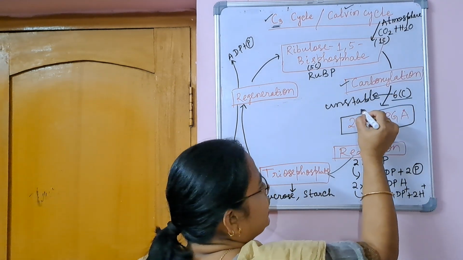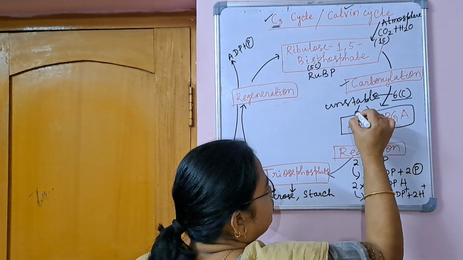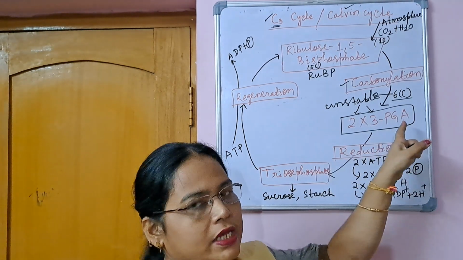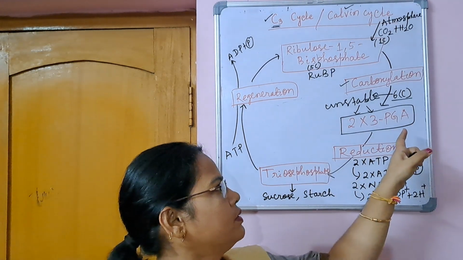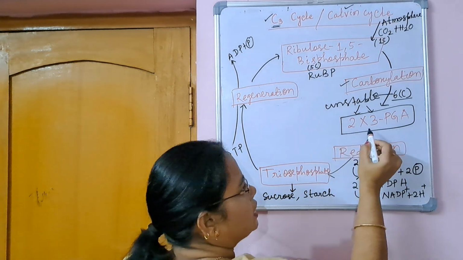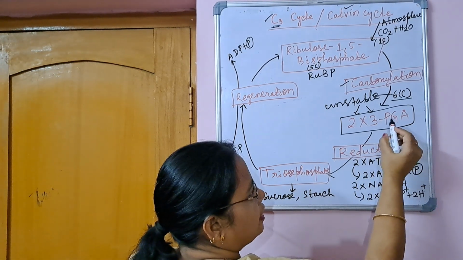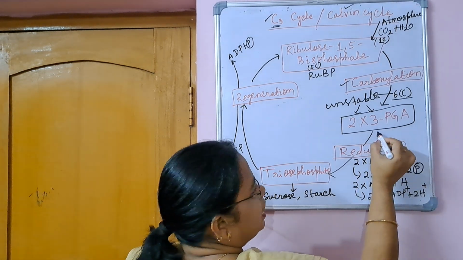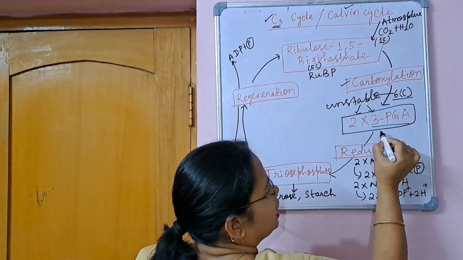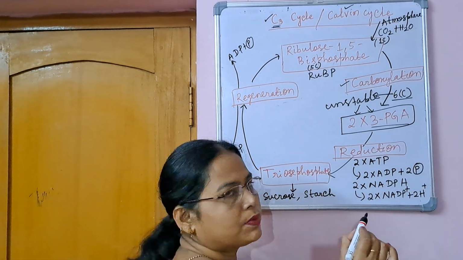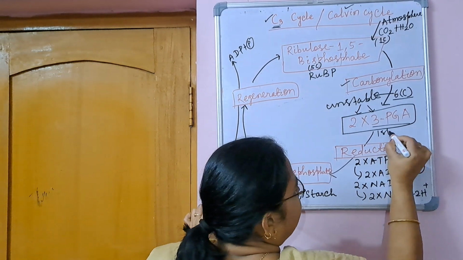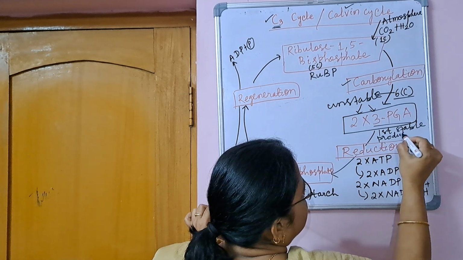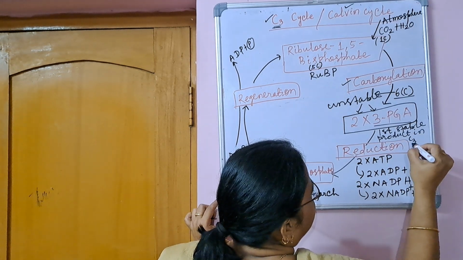Now immediately it breaks into two molecules of 3-phosphoglycerate, or 3-phosphoglyceric acid is formed. So here these two molecules of 3-phosphoglyceric acid I have written. After they are formed, they undergo reduction, and here you remember this 3-PGA or 3-phosphoglycerate or 3-phosphoglyceric acid is the first stable product in the C3 cycle. This is the first stable product in the C3 cycle, you remember.